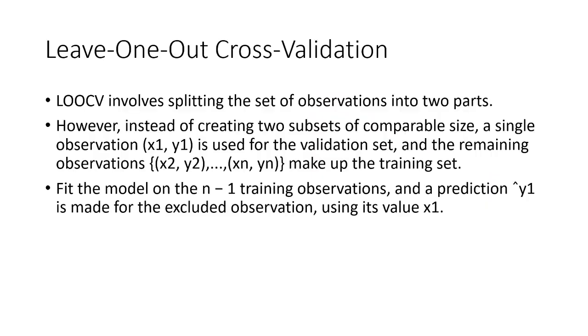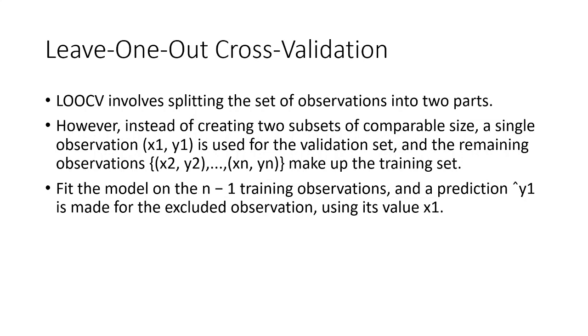And now we're going to talk about leave-one-out cross validation. The LOOCV involves splitting the set of observations into two parts. If you just read the first sentence here, this sounds similar to the previous method, which is the validation set approach, which also splits the data into two parts. The first part is the training, the second part is the validation.